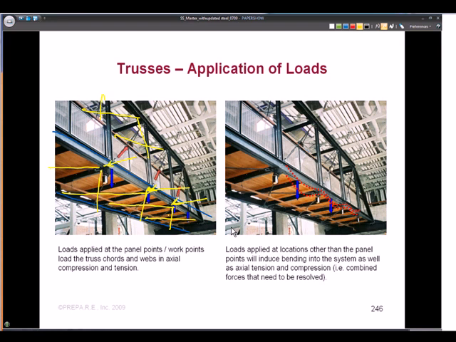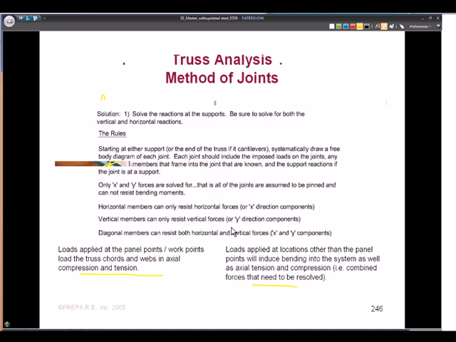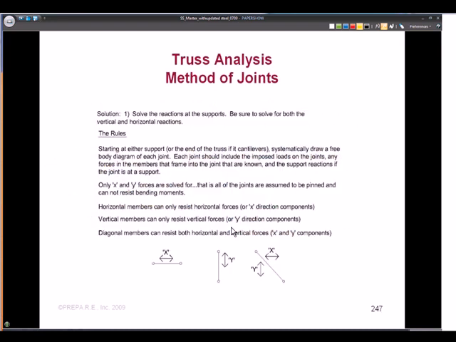So that's what I wanted to show you with these pictures, the point loads on the panel points and away from the panel points and what they induce into the system. So let's talk about the method of joints and then the method of sections. Our problems here will be we'll work several joints of this to go through this scenario, and we'll do several examples with the method of joints. We'll probably just do one with the method of sections. I would say going into the exam, the method of joints is going to help you out the most.